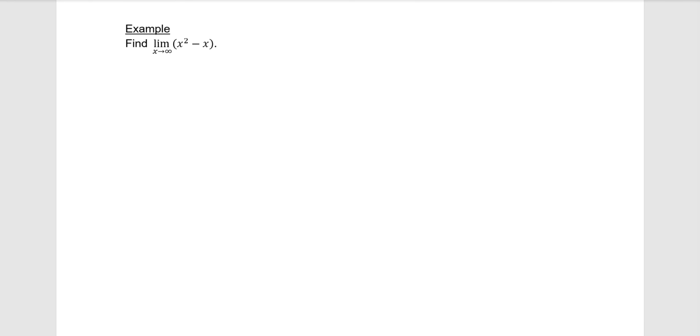Okay, next one we have the limit as x goes to infinity of x squared minus x. So it is important to note that this you cannot plug in like we mentioned earlier. It doesn't equal infinity squared, which would be infinity, minus infinity. So don't write that. So it's important to note that that is not the case.